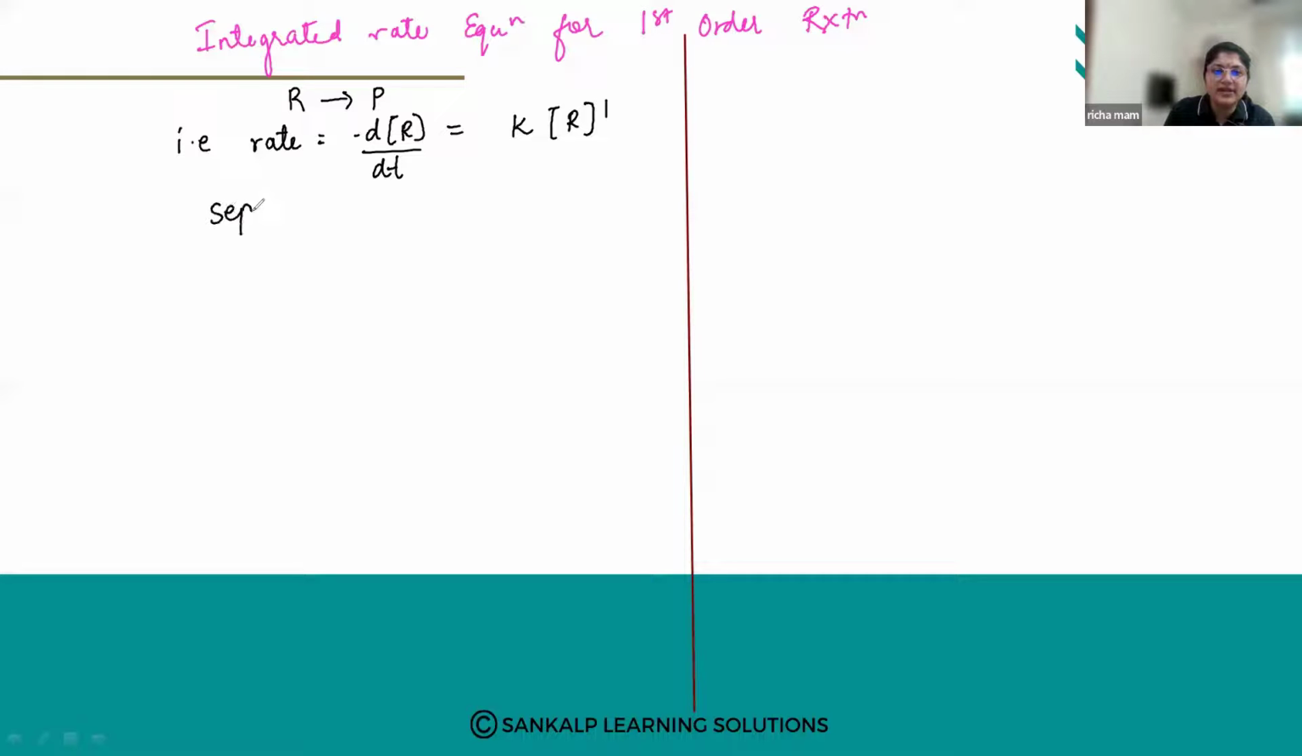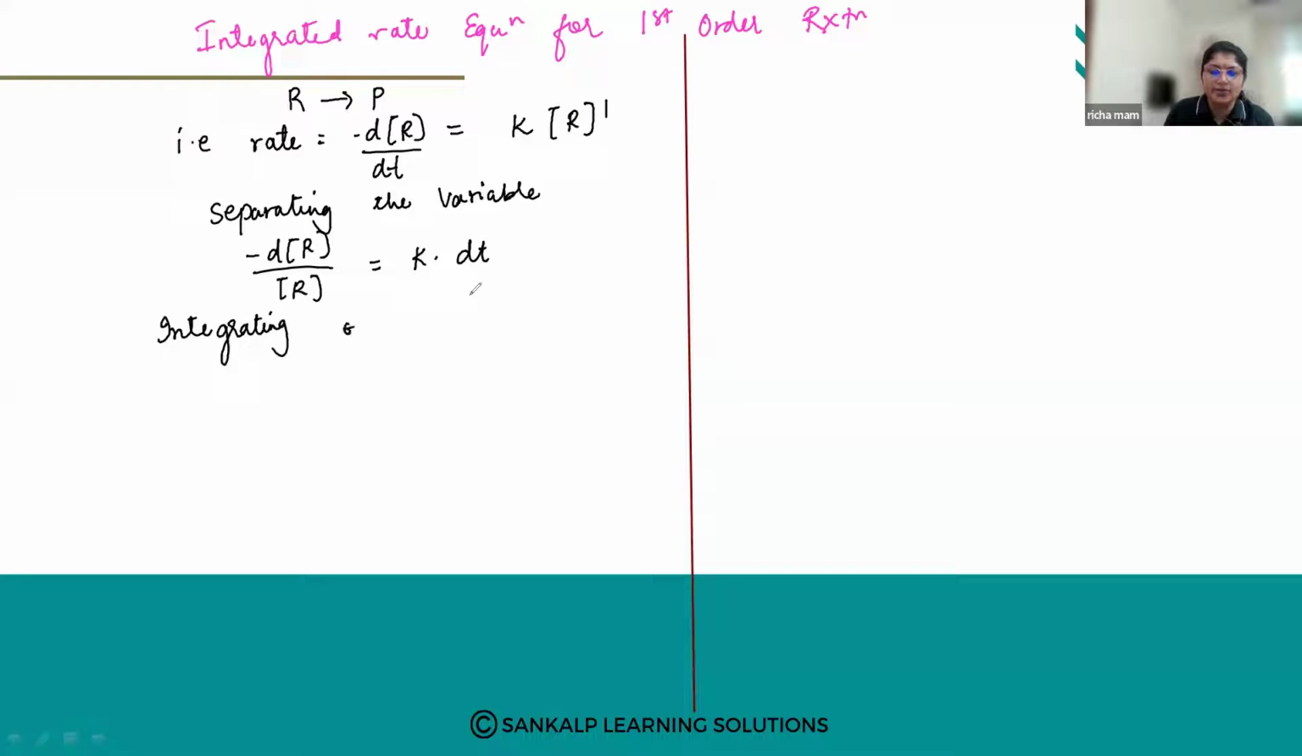So let us separate the variables. After separating the variables, what will I get? Minus dr by r is equal to k into dt. Now what is the next step? Integration. After you get this, you have to integrate on both the sides. So the integration of minus dr by r is equal to k into dt.